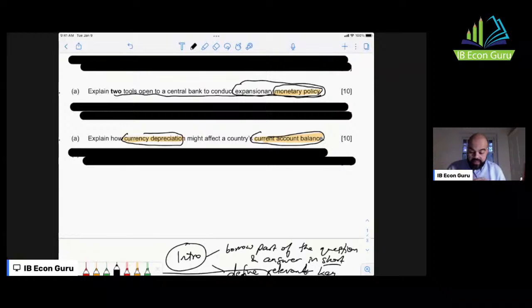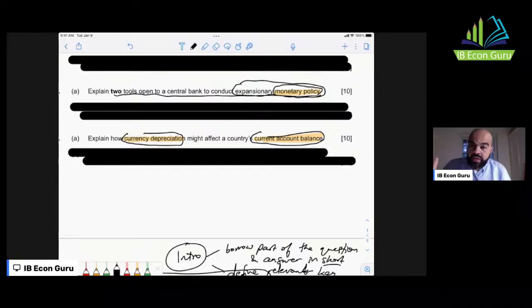So you can start by saying currency depreciation might have several effects on a country's current account balance. Okay, currency depreciation is defined as so and so and so and so. Current account balance is defined as so and so and so and so. All right, and then you proceed to actually answer the question.